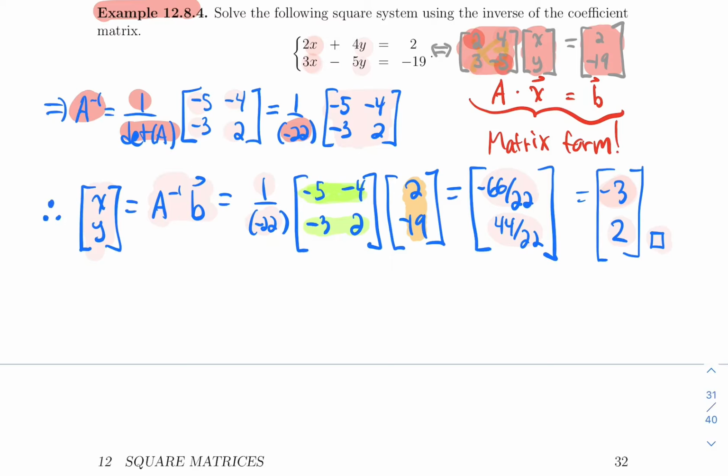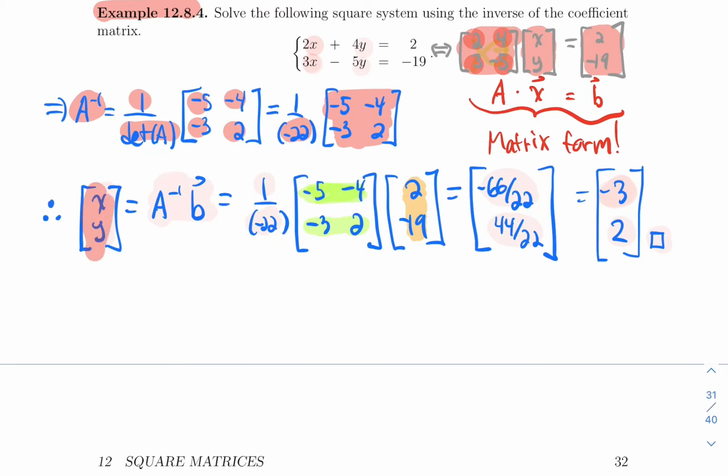The 2 and the 5 change place, and you get minus 5 and 2. The 4 and 3 change sign, so you get minus 4 and minus 3. Then if you multiply minus 5, minus 4, minus 3 by 1 over 22, you get your inverse. But actually, when you're solving it, you might as well just keep the coefficient outside. It's going to be easier to multiply.